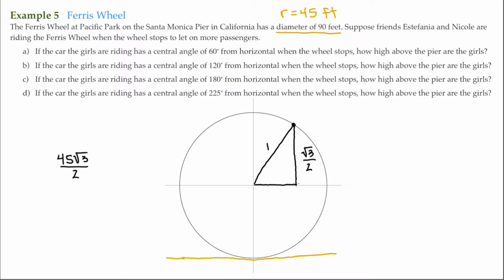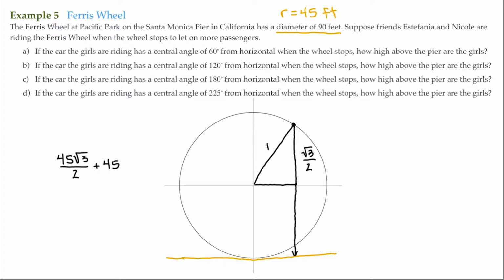to the x-axis here. We want to know how far they are above the pier, and that's all the way down here. So this length right here is the length of the radius. So I just add another 45 feet. This first measure here, 45 root 3 over 2, that's from the girl's car to the x-axis, and then from the x-axis all the way down to the pier, to the bottom of the Ferris wheel, is another 45 feet.